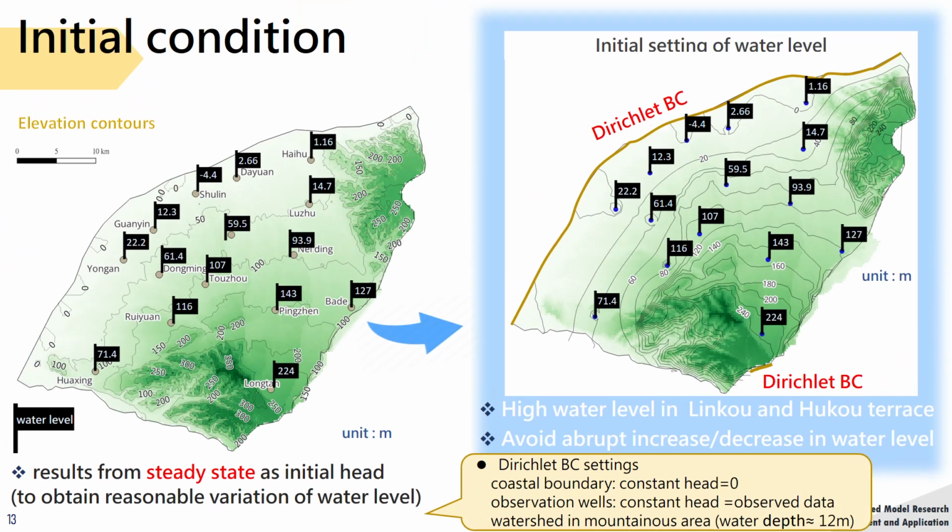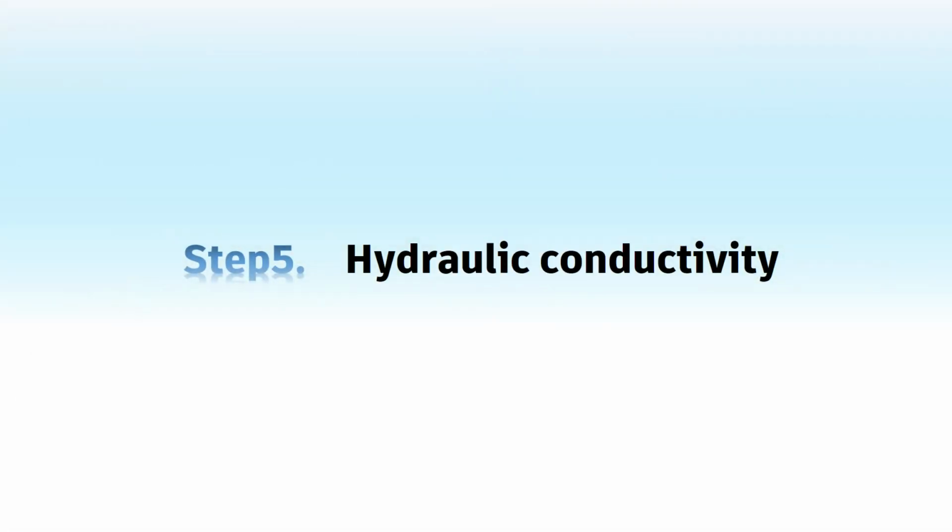The fourth step, initial condition. Instead of obtaining the water level in each node by interpolation, we run a steady-state simulation to obtain the reasonable variation of water level. The biggest benefit of doing that is to avoid abrupt increase or decrease in water level. As the results shown on the right-hand side, the contours of water level basically follow the topography of Taoyuan Zhongli Terrace.